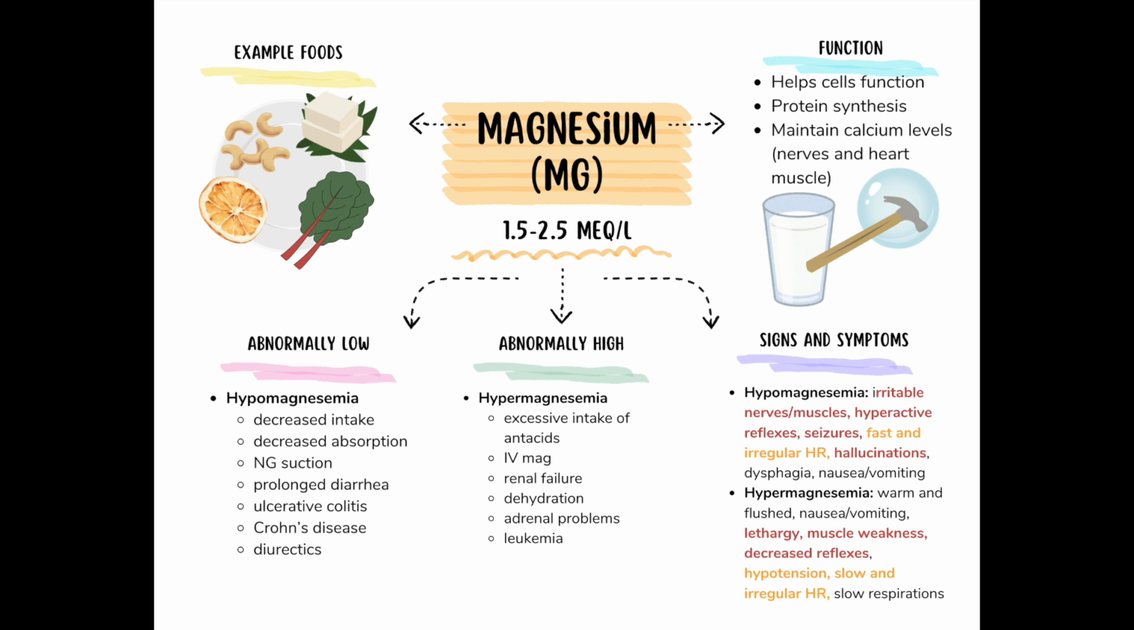When our levels are too high, then remember now we're too relaxed. That relaxing effect is almost too much. So we get warm and flushed, we have nausea and vomiting, but also this lethargy, muscle weakness. Now our reflexes are decreased. We have hypotension, our heart is too relaxed, right? Slow and irregular heart rate and slow respirations. So it's almost too effective at relaxing those muscles. Example foods include bok choy, tofu, cashews, and dried fruits.